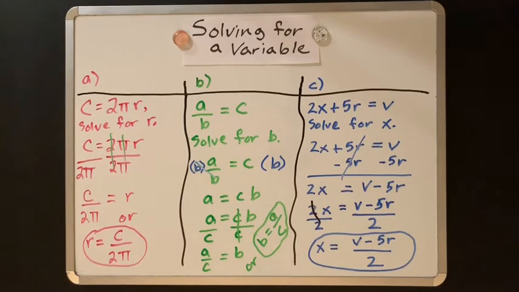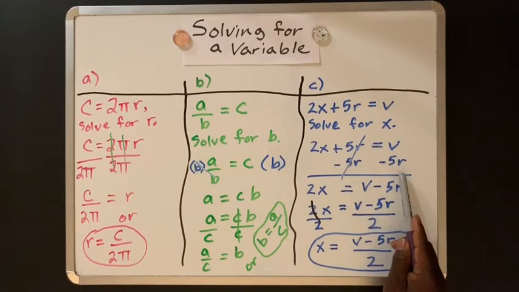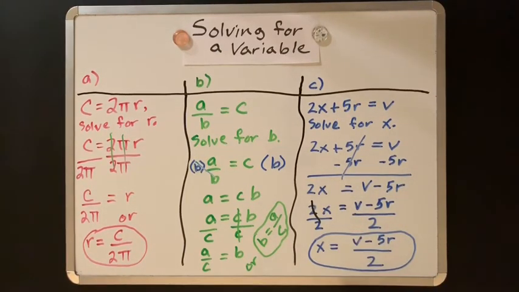All right, so in this problem, we used the subtraction property of equality first to solve for x, and then we used the division property of equality second. Those are our 2 strategies.